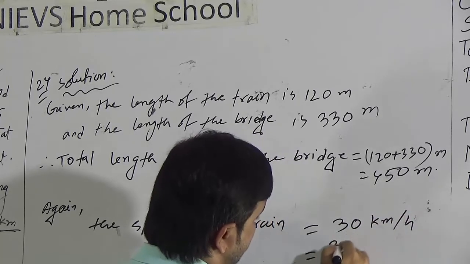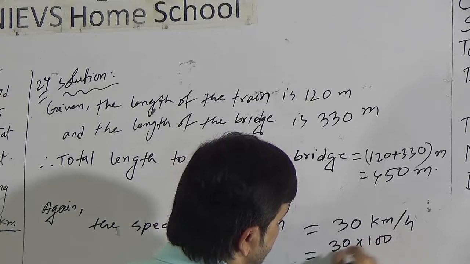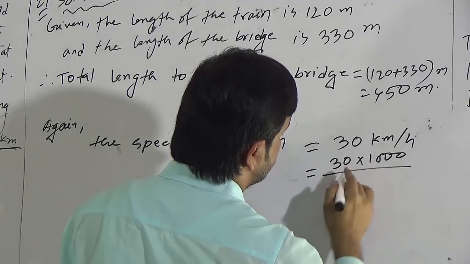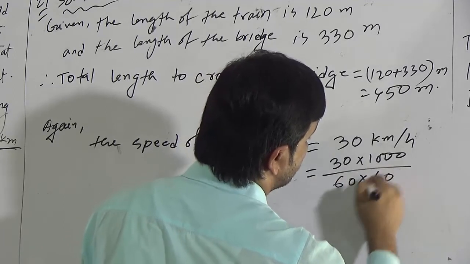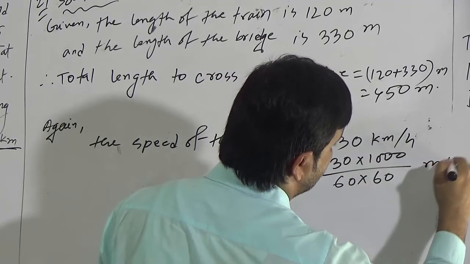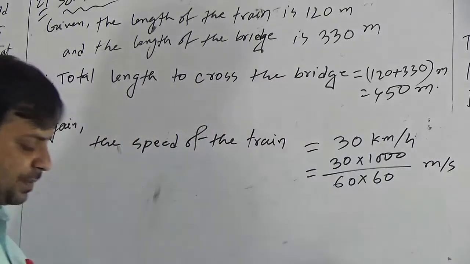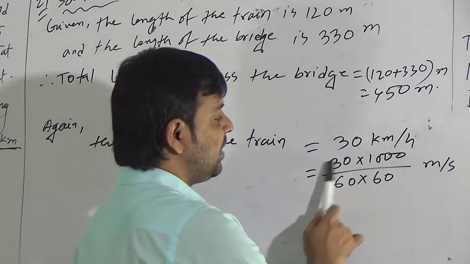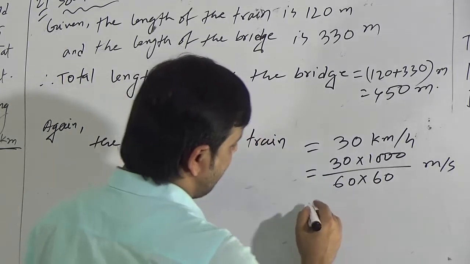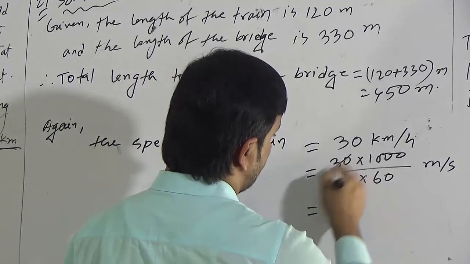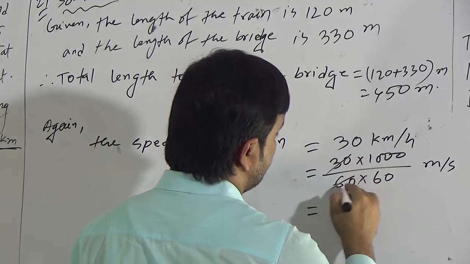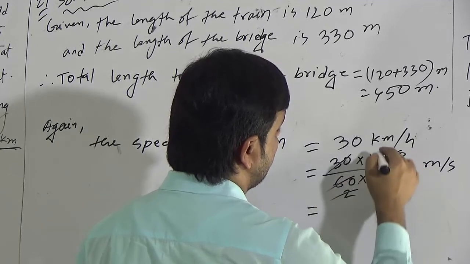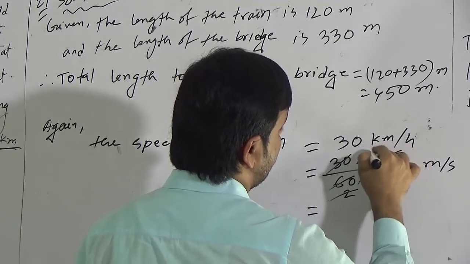So we can write 30 into 1000 divided by 60 into 60. This should be meter per second. Now I have converted hour into second and kilometer into meter. So we can cut 30 and this one will get here 2. Now we can cut this 2 and we will get here 500.